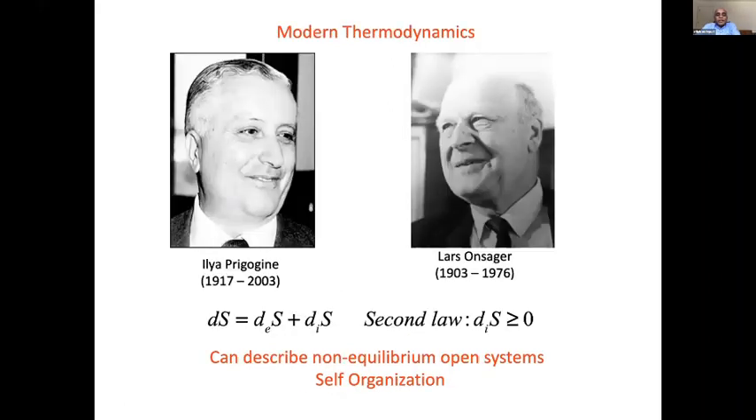But in the 20th century, things changed due to the contributions of Lars Onsager and Ilya Prigogine. They made thermodynamics a science that describes processes. So changes in entropy are divided into two parts: the entropy of exchange between a system and its environment, and entropy produced intrinsically by irreversible processes within the system. And the second law is the statement: every process in nature only increases entropy.